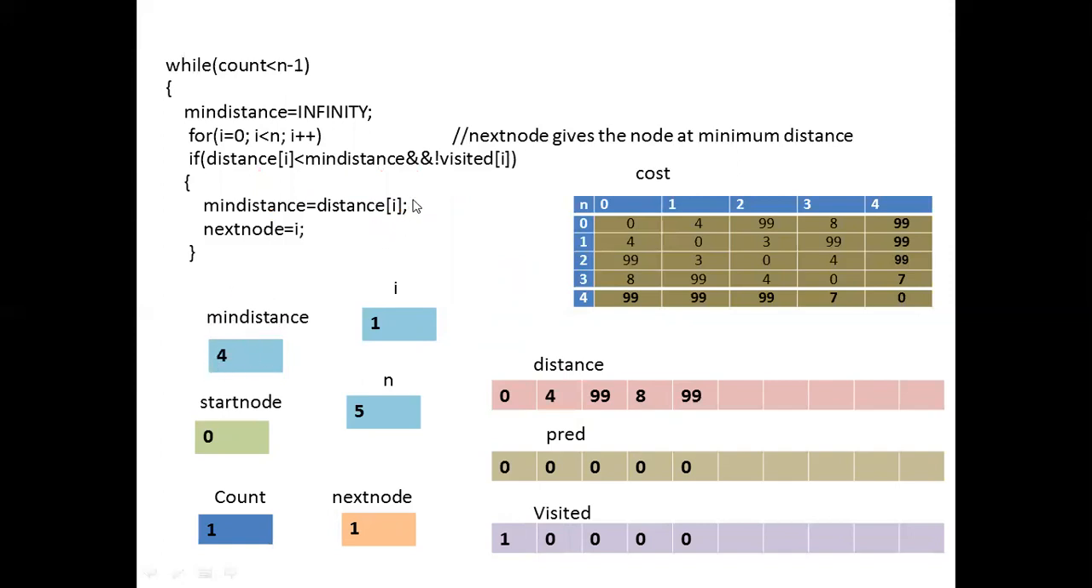After this, once the controller goes for executing the next statement, what is the next statement? Next node is equal to I. So now we can observe what the next node memory location contains. Initially it is 1. Here I is assigned to next node, that means the same. So 1 will be assigned to 1. After that, the controller will come back to the for block.